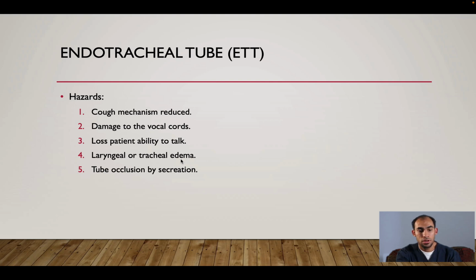What are the hazards or complications of the endotracheal tube? The first one is cuff pressure mechanism reduced, damage to the vocal cord, loss of the patient's ability to talk, laryngeal or tracheal edema, and the last one, tube occlusion by secretions.